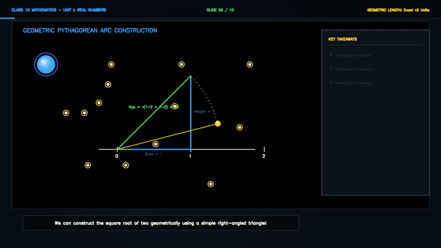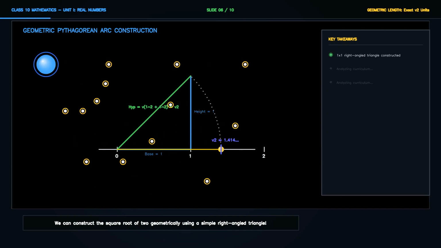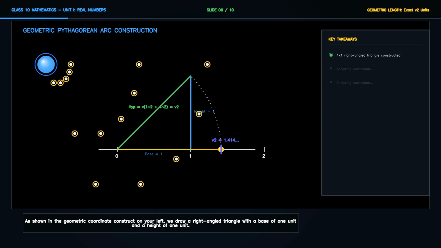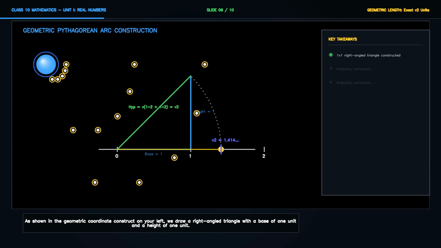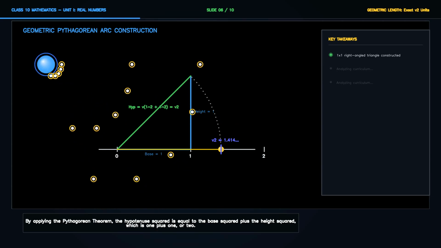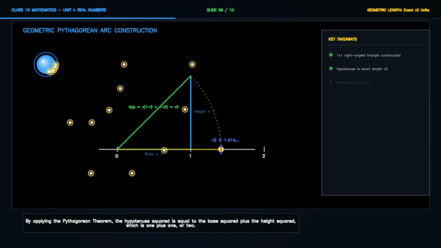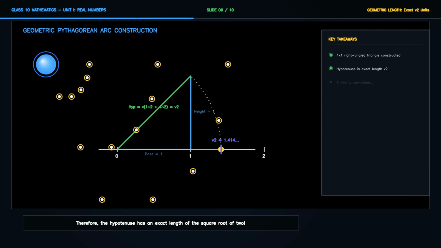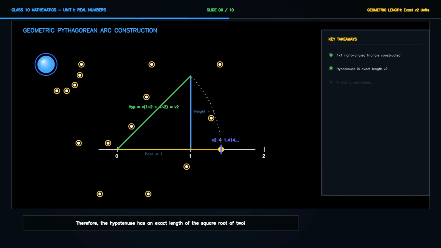We can construct the square root of 2 geometrically using a simple right-angled triangle. As shown in the geometric coordinate construct on your left, we draw a right-angled triangle with a base of 1 unit and a height of 1 unit. By applying the Pythagorean theorem, the hypotenuse squared is equal to the base squared plus the height squared, which is 1 plus 1, or 2. Therefore, the hypotenuse has an exact length of the square root of 2.